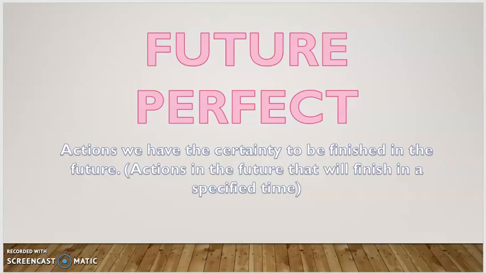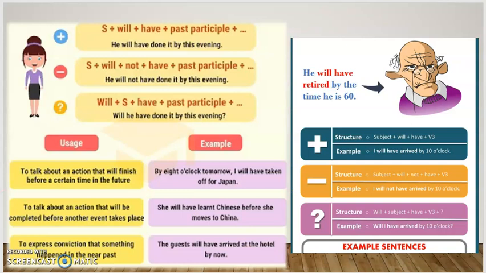Okay, let's continue with the future perfect. What is the future perfect? The future perfect is to refer actions we have the certainty to be finished in the future. Okay, so it means that they are actions in the future that will finish in a specified time. Okay, so let's analyze some examples. Before of that, this is the grammar structure.